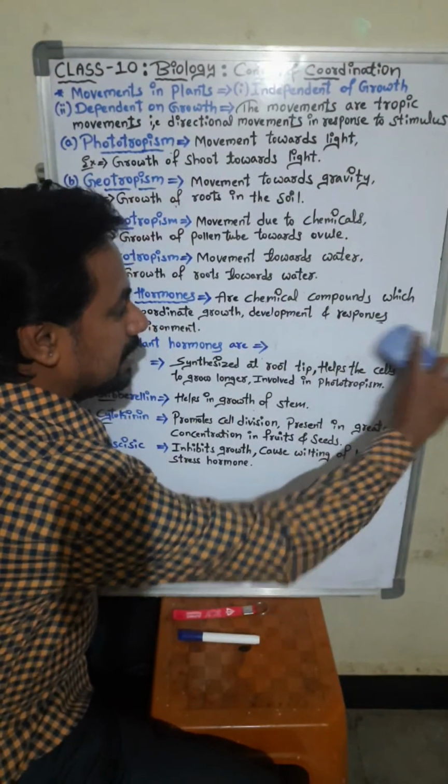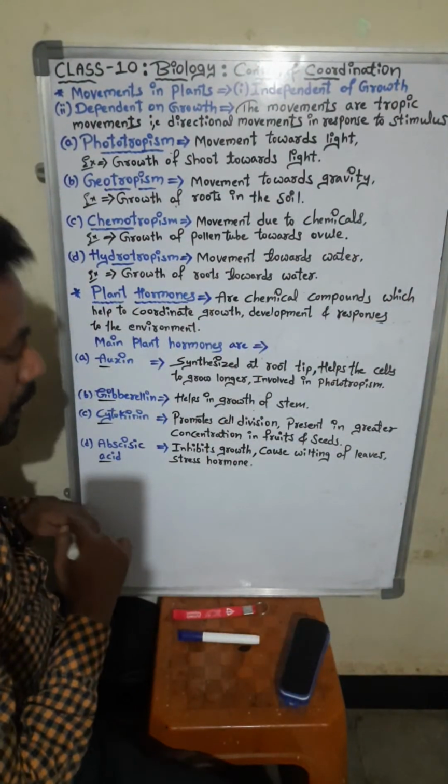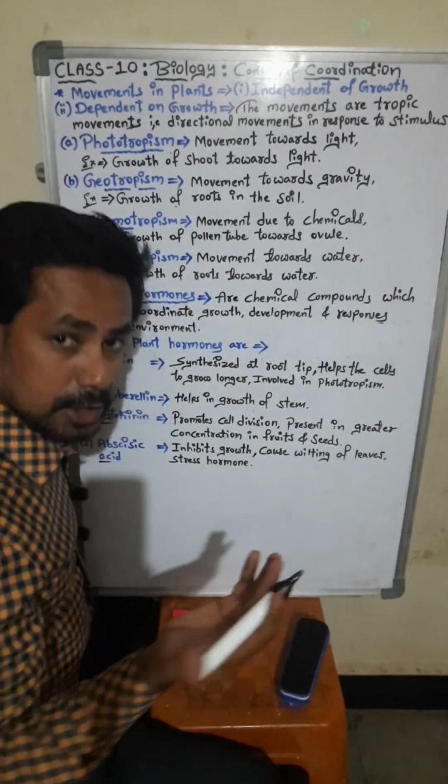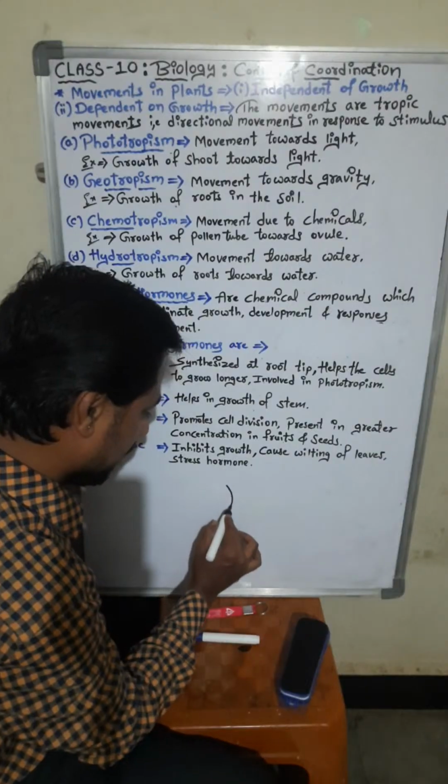Plants move towards chemicals, students. An example is the growth of the pollen tube towards the ovule. Sir, what is a pollen tube? We don't know, sir. Okay, I am going to explain it in a very simple, easy way.